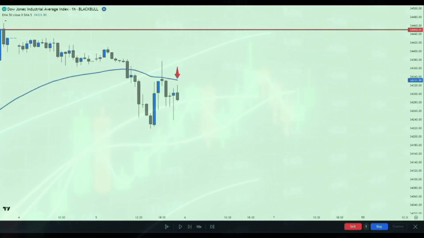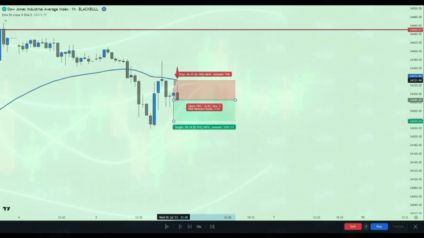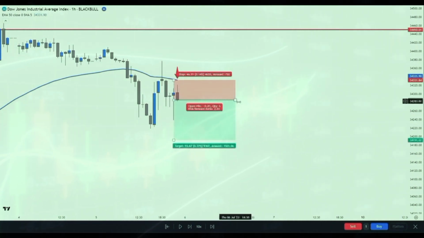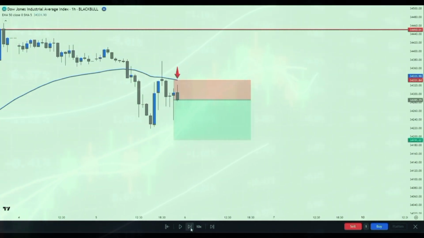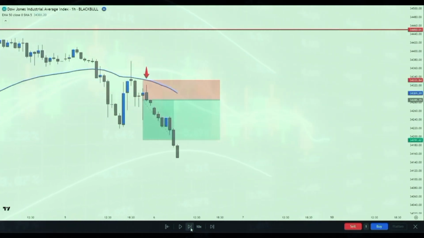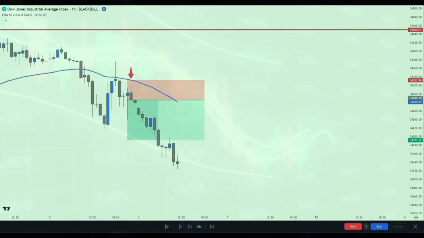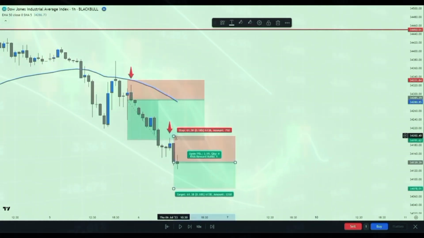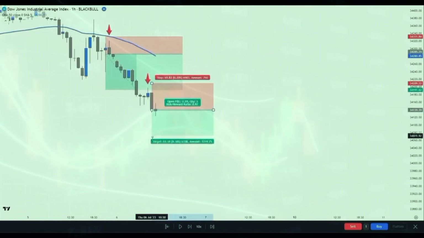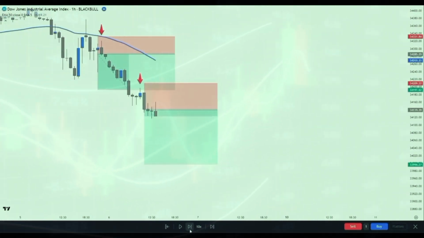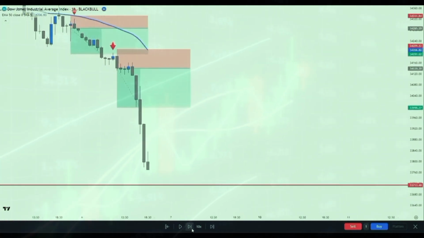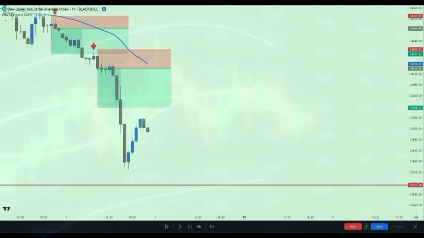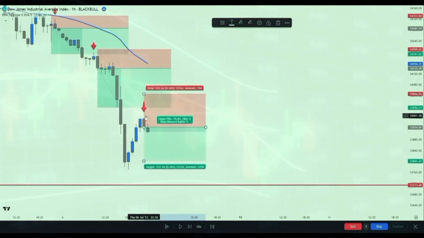So here the market has printed our number 1 engulfing candlestick pattern. So this is our entry reason to go short. Let's open a short position, put our stop above the swing high and target 2 times our risk. Here we have another valid engulfing pattern. So let's open another position. Here we have another setup.